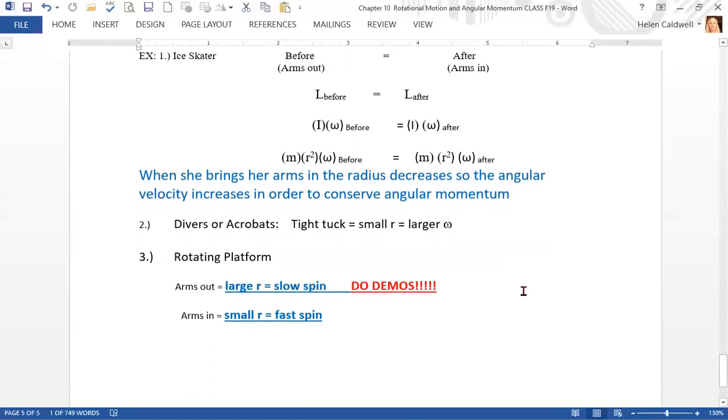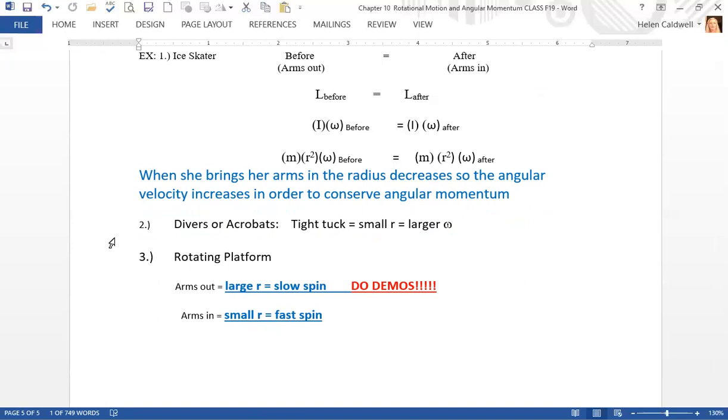And we use this in all kinds of different ways, especially in athletics. So a diver or an acrobat, the tighter they can make the tuck when they try to do a somersault of some sort, the smaller the r, the larger the omega. So the faster you're going to spin. This is important, like if a diver, you're trying to do 2 or 3 rotations in a tight tuck, so that then you can open up and enter the water at 90 degrees to the water. You need to spin relatively fast.